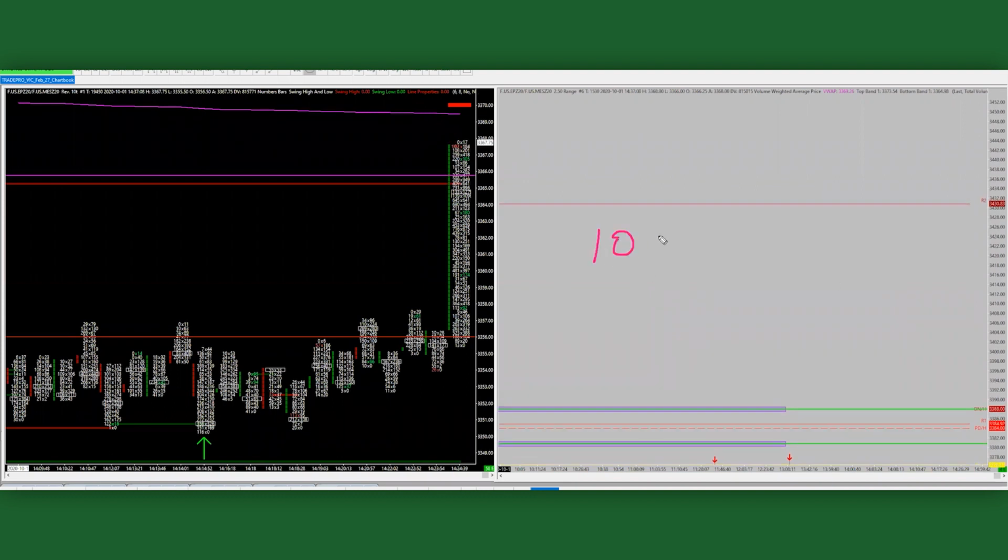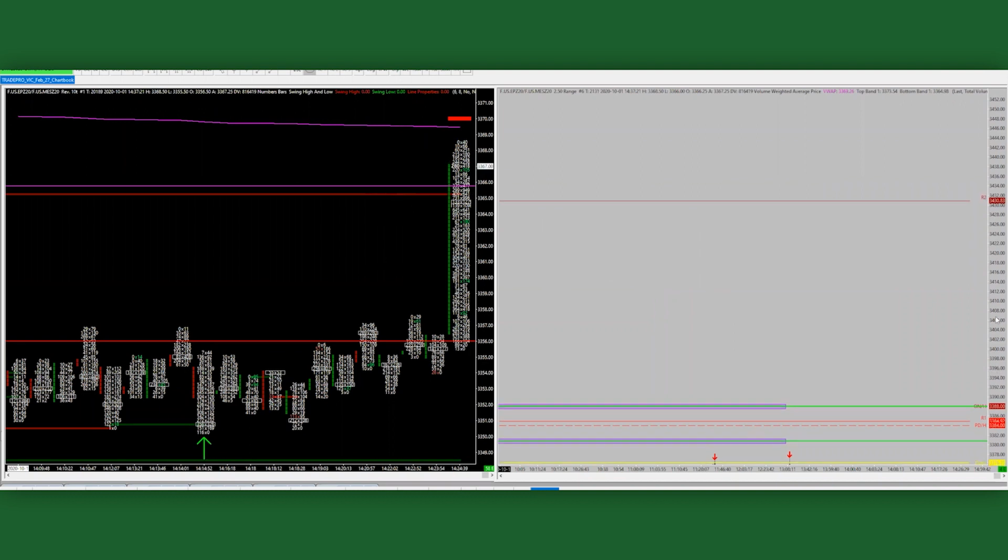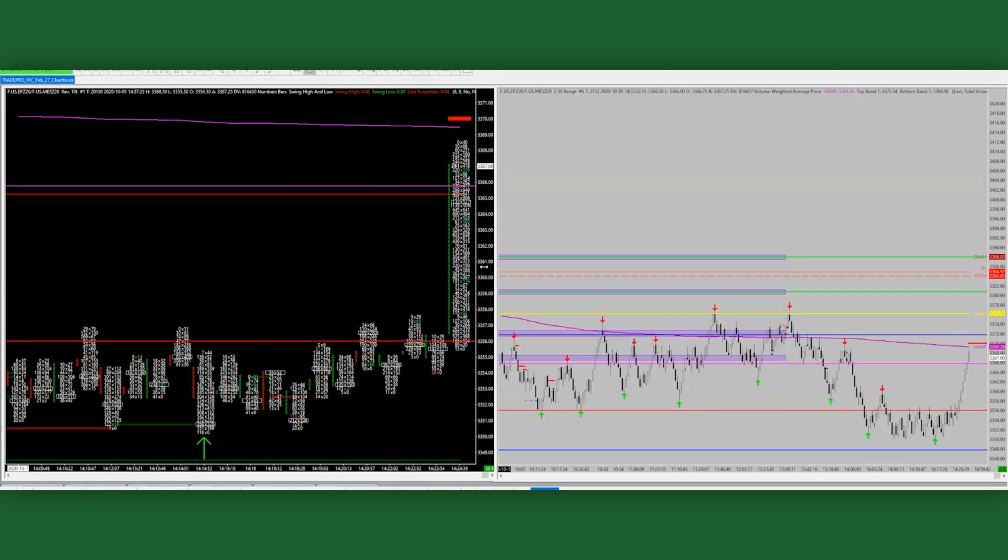I'm going to be using a 10-tick chart here. This is a 10-tick range bar on the right, and this is a 10-tick footprint on the left. And I'm going to show you guys how we can identify the counter trend move so we can trade against the trend. So number one, if we open up the range bar, let's start with this guy.